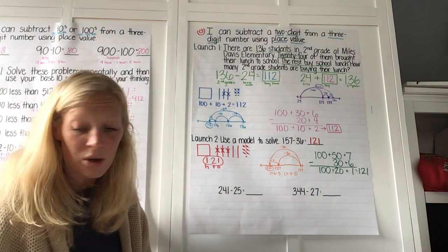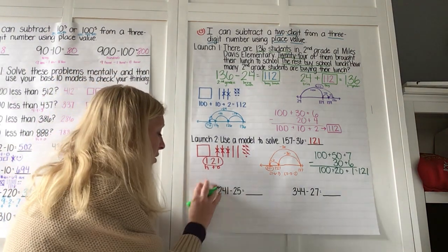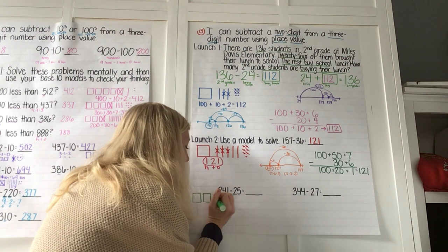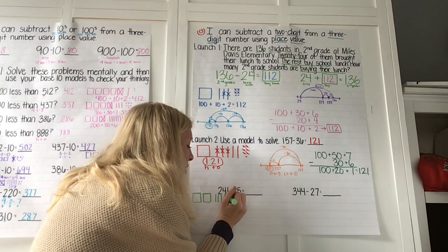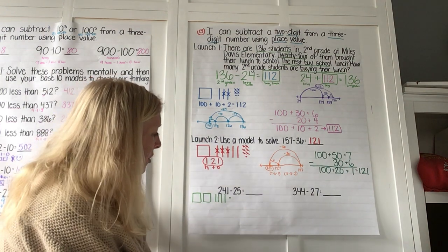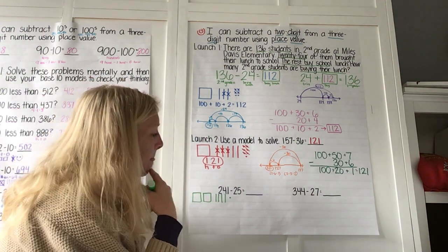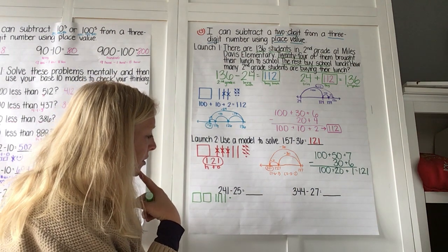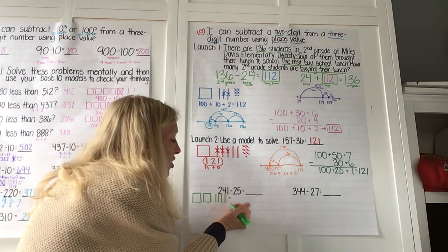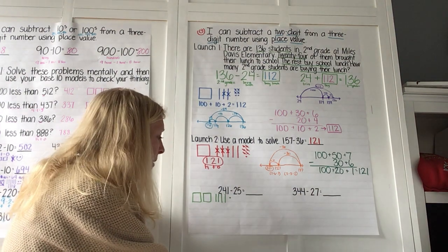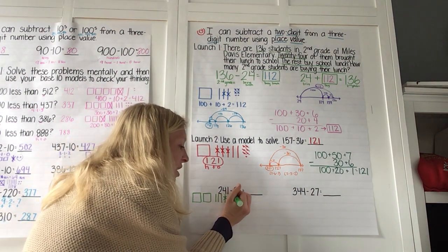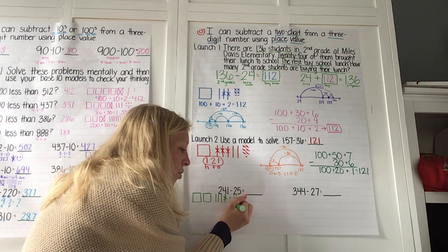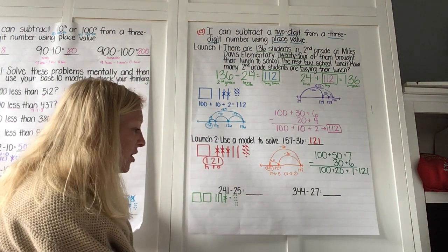All right, friends, what do we notice about this work? What did you do? 241, okay? And then what did you do? Why couldn't you take away 5 ones? Because you only had 1 one. So what did you have to do to help you with that? Cross off a 10, and you needed to draw 10 more dots for the ones, right? So you're just replacing it.